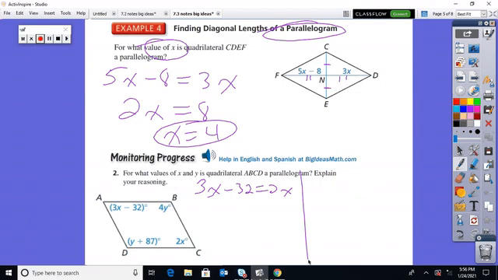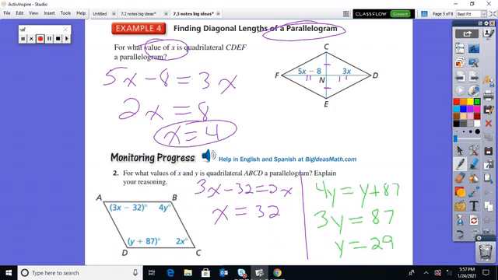Subtract x on both sides, add 32, so x is 32. And then for the y values, again, they're across from each other. Set them equal to each other. So 3y is 87. And 3 goes into 87 29 times. So there we go, my friends. X and y that would make it a parallelogram.